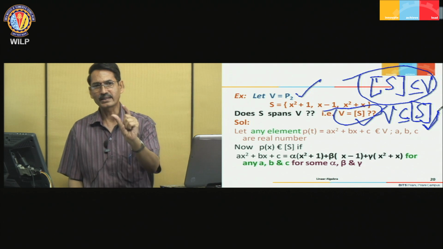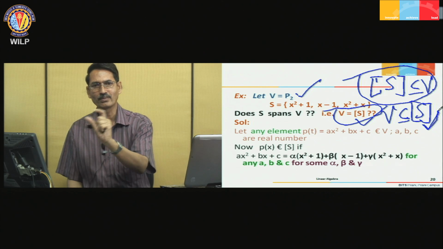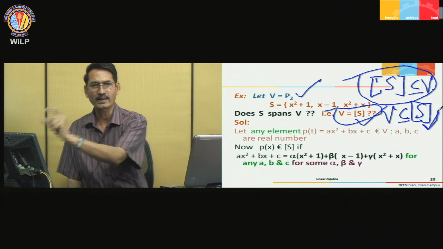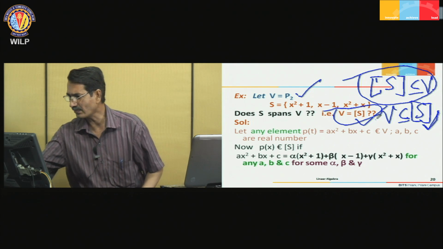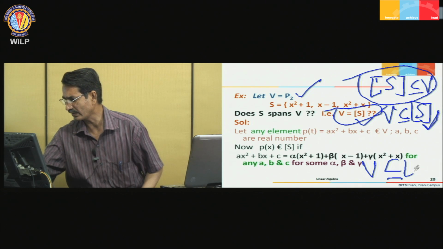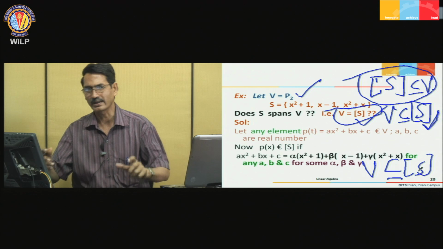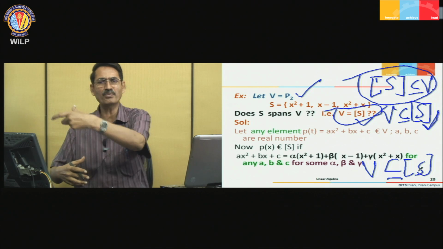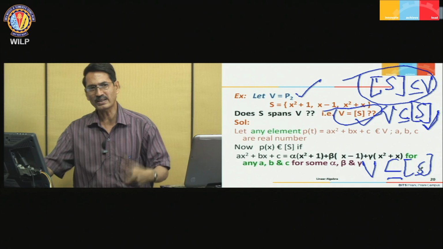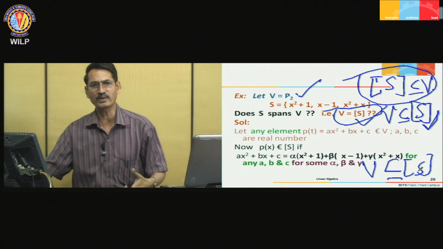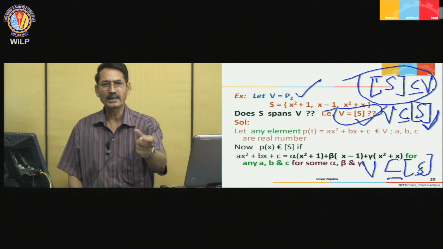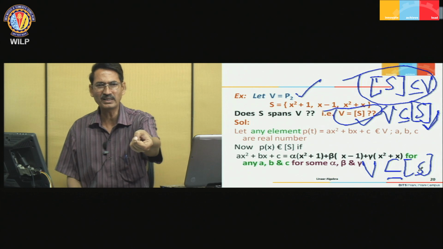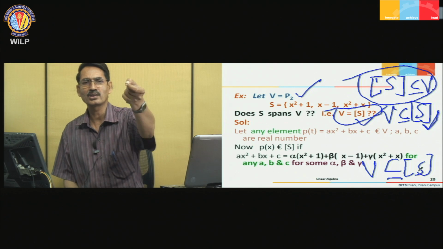Then what is the meaning of this? It means V is a subset of span of S. What is the meaning of that? A is a subset of V means every element of A is an element of V. So, V is a vector space which is a subset of the span of S, meaning thereby that every element of the vector space V is an element of the span of S.